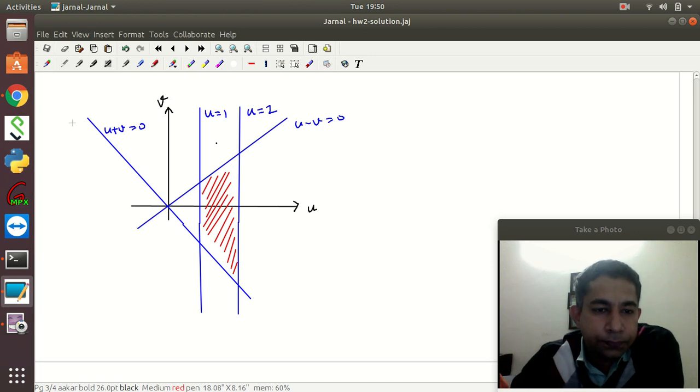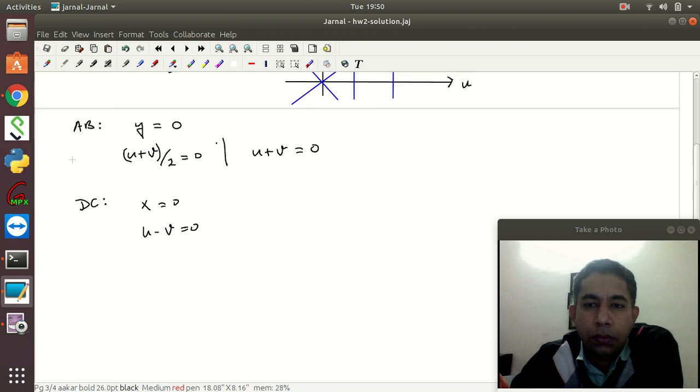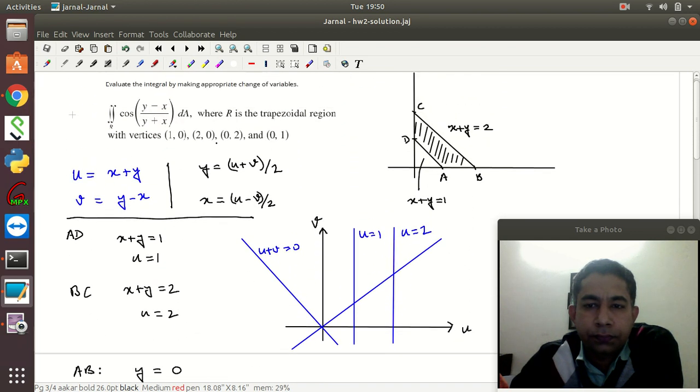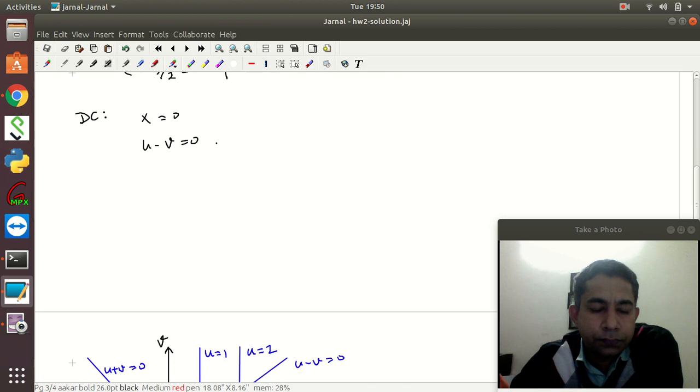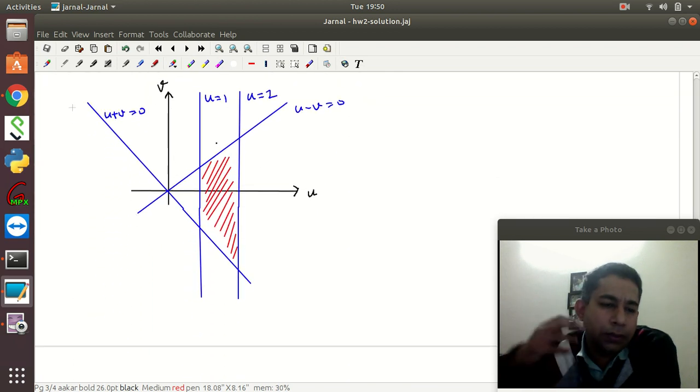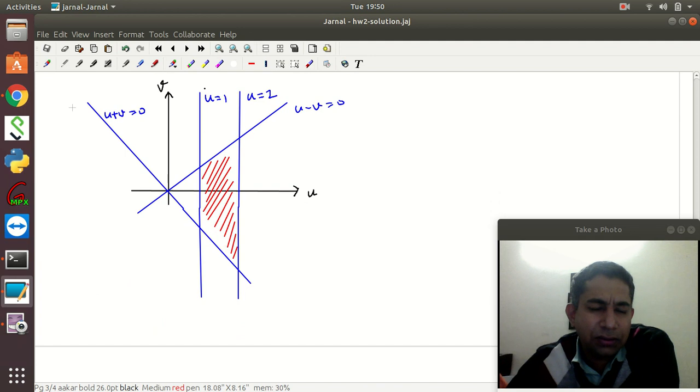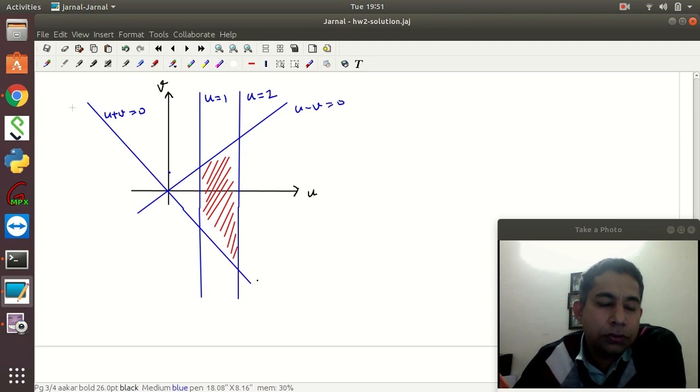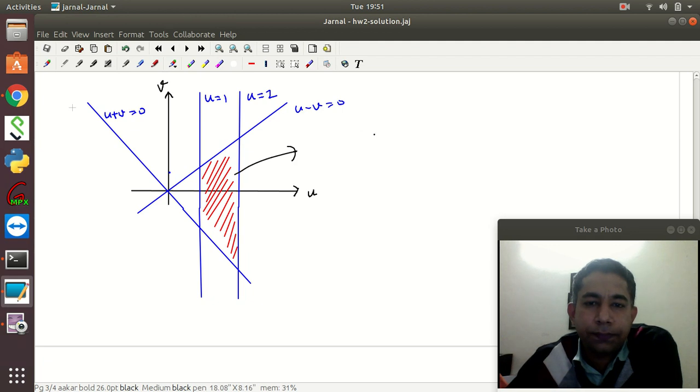You could do labeling A, B, C, D appropriately, but that's not really that important. What's important is that you have a trapezoid. Okay, so this is the line u is equal to 1. That's the line u is equal to 2. That is the line u minus v is 0. Okay, and this is the line u plus v is equal to 2.